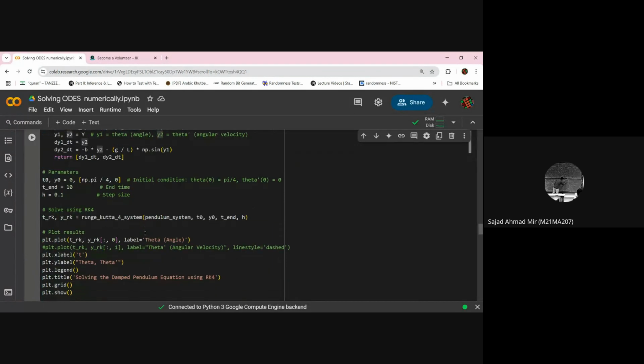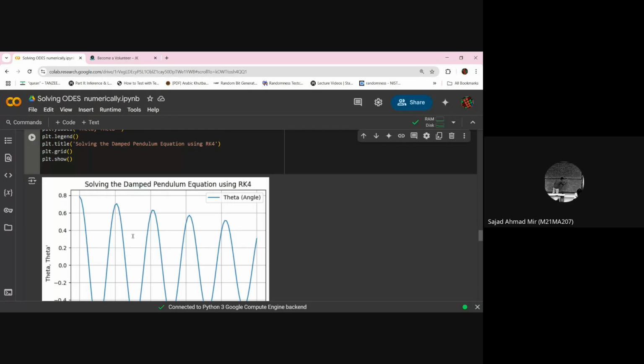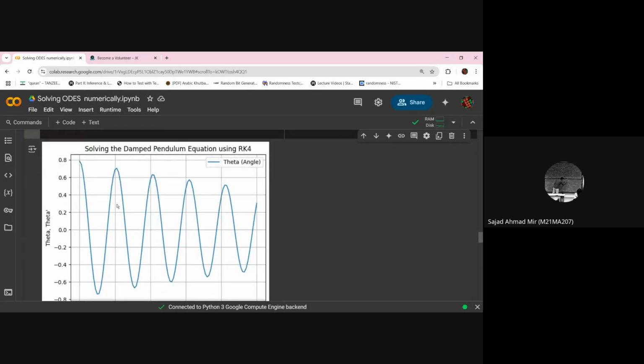If you solve this, what is the expected behavior? The pendulum will go back and forth, but its amplitude, the angle, will decrease with time, right? That's unlike the ideal original system. So if you plot the solution with the RK4 method, this is the shape of the trajectory of the pendulum, how the angle is changing. Originally there was some angle, and with time the amplitude of the oscillation is decaying.